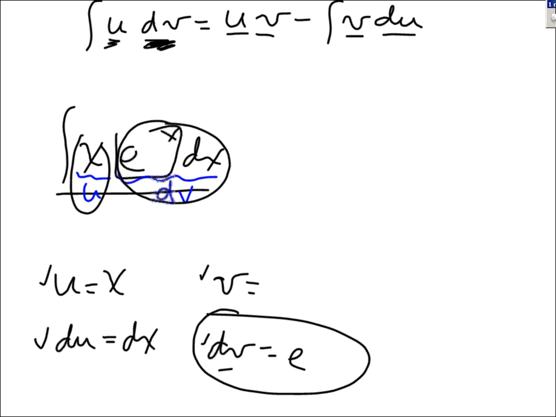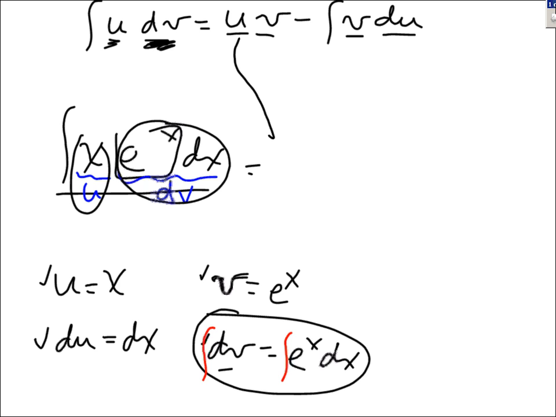dv is e to the x dx. And if I were to integrate both sides, the integral of the left side is v. The integral of the right side is e to the x. Don't worry about the plus c. So now I have everything I need.